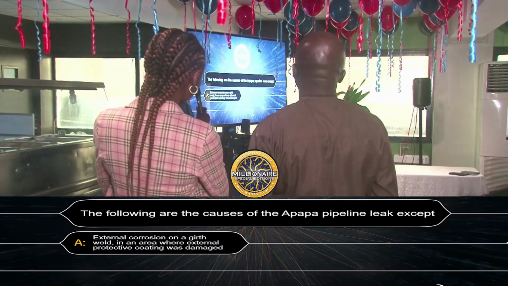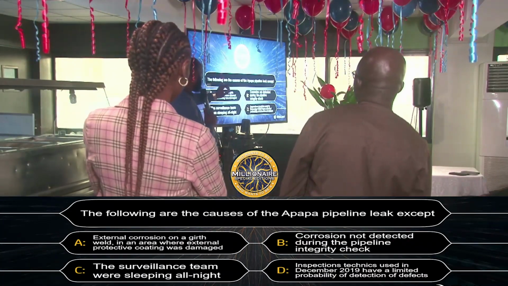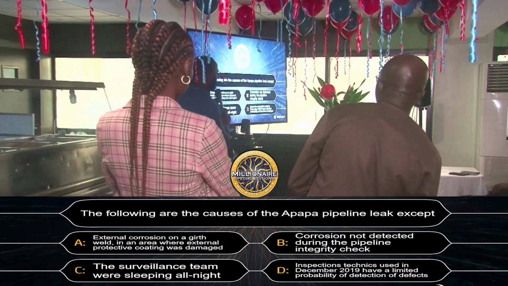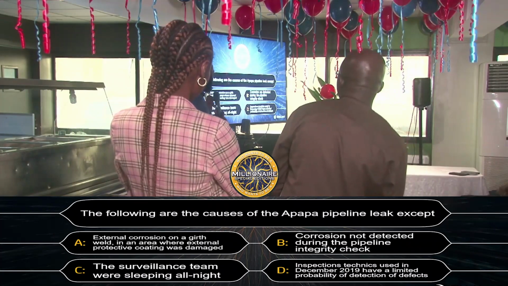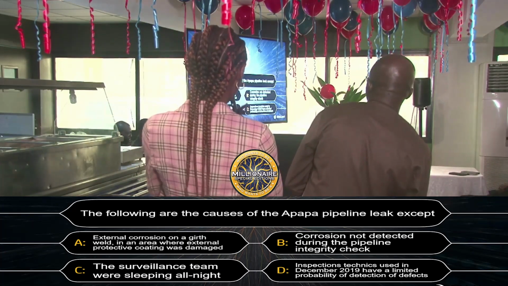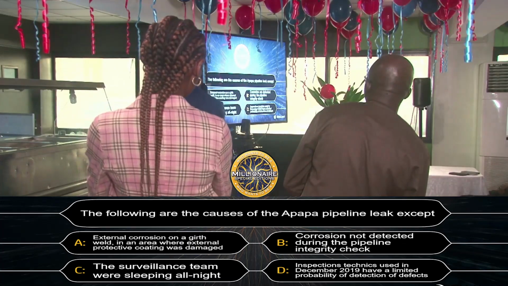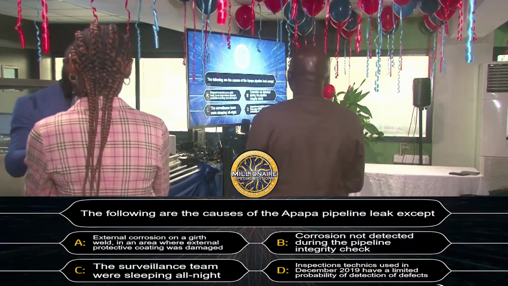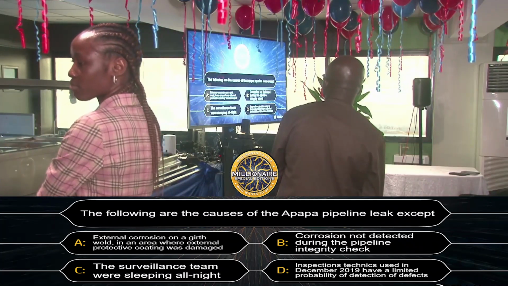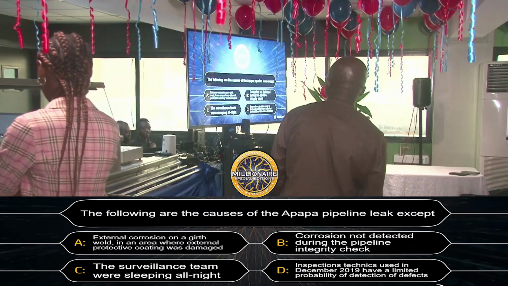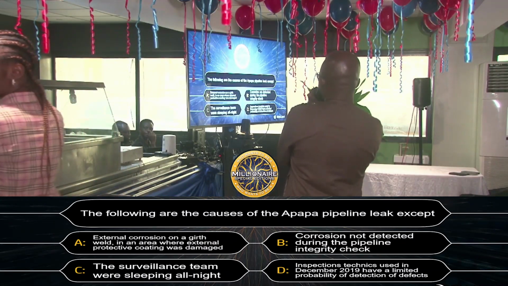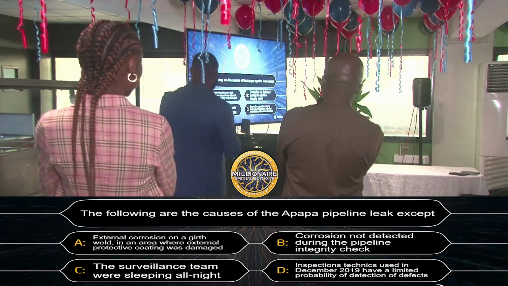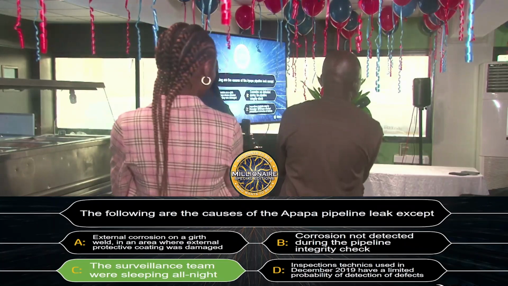The following are the causes of the Apapa pipe leak. A, external corrosion on a girth weld in an area where external protective coating was damaged. B, corrosion not detected during the pipeline integrity check. C, the surveillance team were sleeping all night. D, inspection techniques used in December 2019 have limited capability of detection of defects. Your time starts now. I think C. The surveillance team were sleeping all night. Final answer. Let's see if it's correct. Wow.